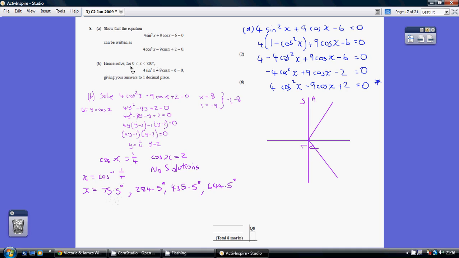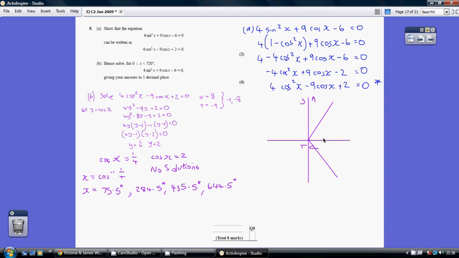Now we need all the solutions between 0 and 720. So using our all silver toy cars, our positive cos x's are at this, so follow this. That's the first one, 75.5. Our second one is this angle, around to there. So that's 360 less 75.5, which is 284.5. Our third solution is when we've gone all the way around 360 and an extra 75.5, which is 435.5.